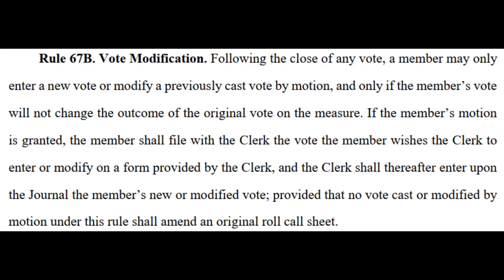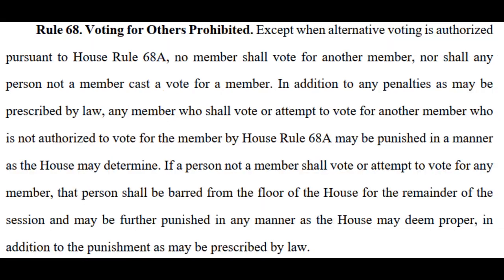Rule 67B. Vote modification. Following the close of any vote, a member may only enter a new vote or modify a previously cast vote by motion, and only if the member's vote will not change the outcome of the original vote on the measure. Rule 68. Voting for others prohibited. Except when alternative voting is authorized pursuant to House Rule 68A, no member shall vote for another member, nor shall any person not a member cast a vote for a member.